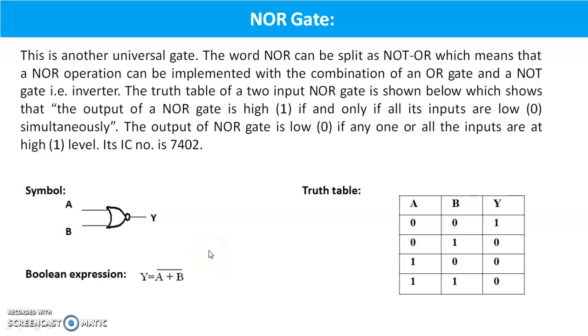Next is NOR gate. NOR gate is the opposite of OR gate, and the IC number for NOR gate is 7402. This is the symbol of NOR gate, and in the truth table, when we apply both the inputs active low, then output will be 1, and if we apply the input 0, 1, the output will be 0, and for 1, 0, the output will be active low. If we apply both the inputs active high, then the output will again be active low. So it is the opposite of OR gate, and Boolean expression is Y is equal to (A plus B) bar.